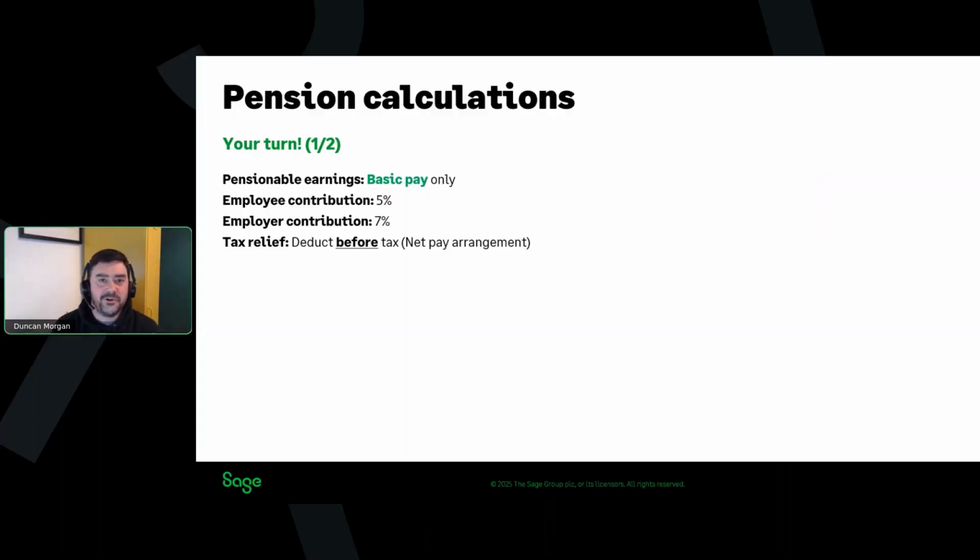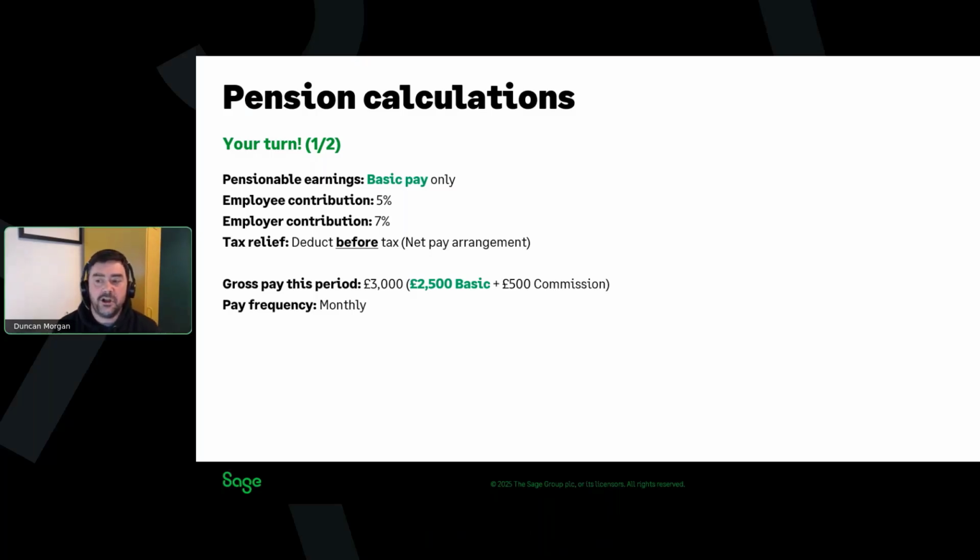So this is your first one. Your pension scheme uses basic pay for pensionable earnings. The employee contribution is 5% and the employer contribution is 7%. The tax relief is that it's deducted before tax, so it's a net pay arrangement.